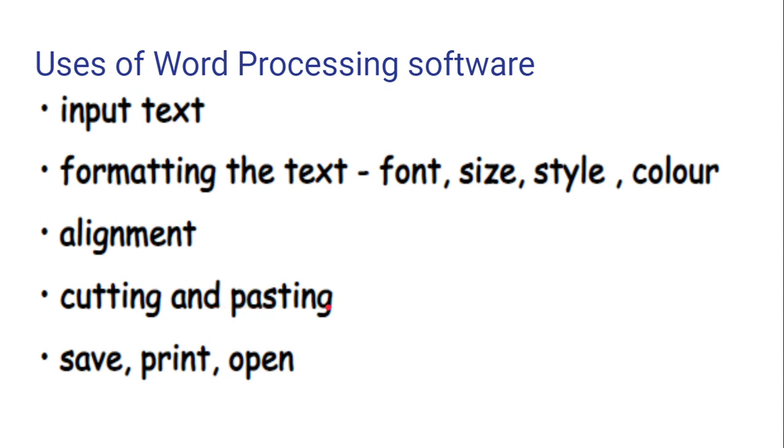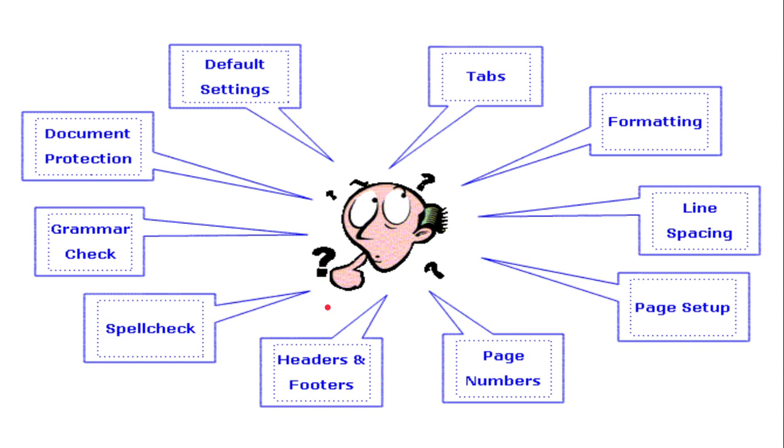If you want to remove text from a certain place and add that same text in a new place, then you can make use of this cutting and pasting option. Then in the end, you can also save, print, and later on open your document. Apart from this, there are several other uses of MS Word which you will study in our next chapter.